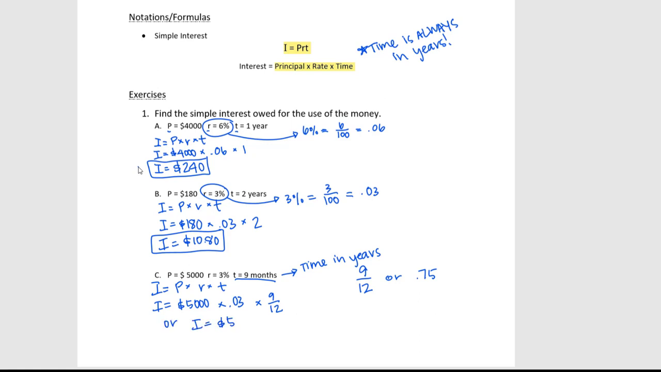Or I equals 5,000 times 0.03 times 0.75. And we get that our interest on this one is $112.50.